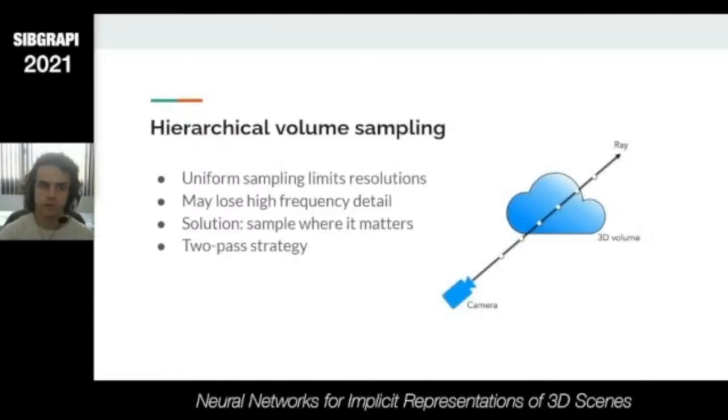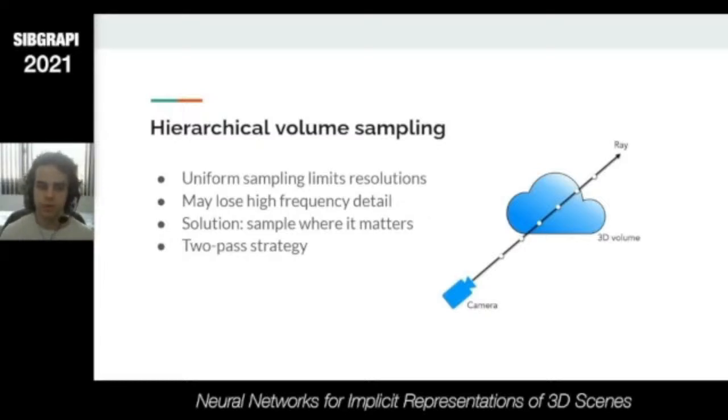Now, something that's also important here is that if we try to sample in the most straightforward approach, which would be to sample uniformly, we have this problem where we may lose high frequency detail. If we don't sample densely enough, we might lose some details in the scene. And although we can increase the number of samples to try to capture those details, that number of samples becomes a limiting factor very quickly, because each of those samples needs to query the neural network. That can be very slow.